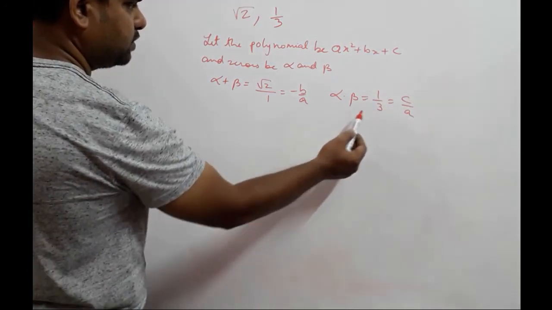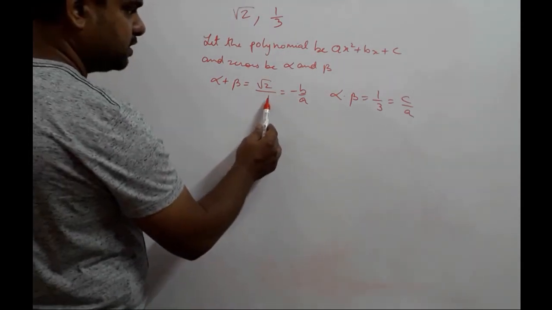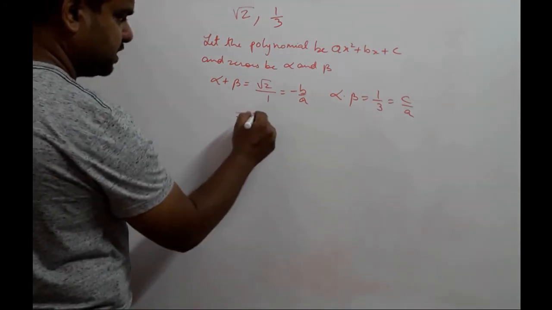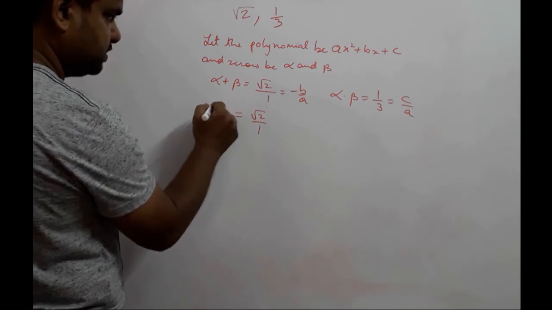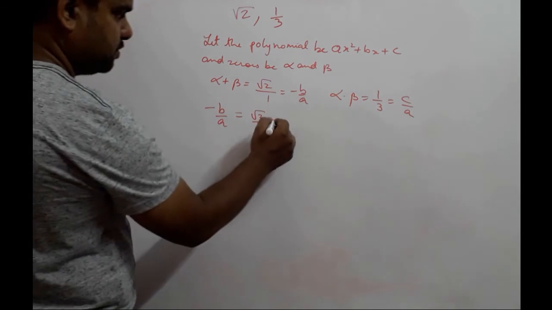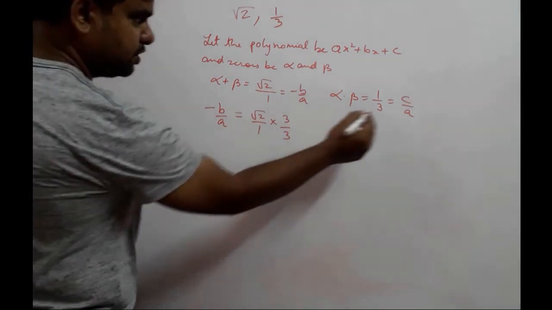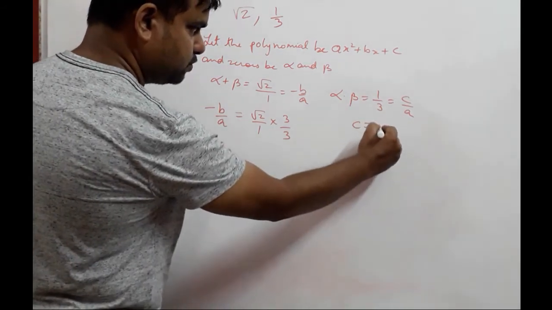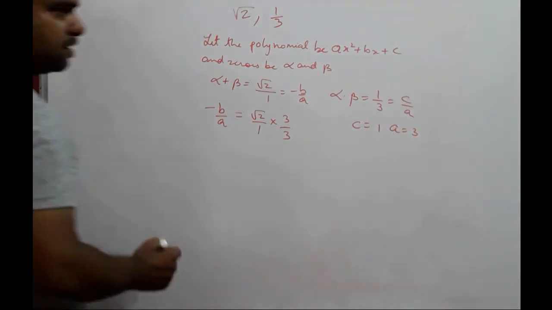Now if a is equal to 3, which is any number higher than 1, we need to multiply this by that particular number. So we'll take this as, since root 2 upon 1, we can take this as minus b upon a, which is root 2. We will multiply this by 3 so that a becomes equal to 3, since from here we are getting c is equal to 1 and a is equal to 3.